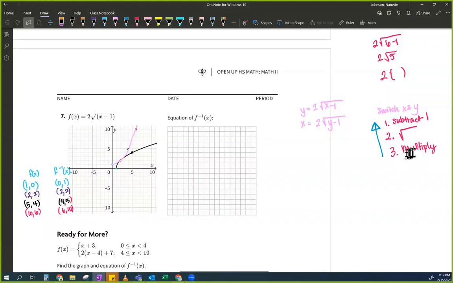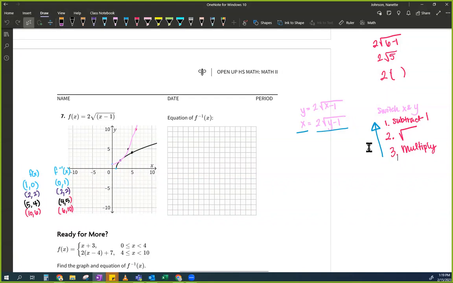So how do you undo multiplication? Yeah, you divide. Divide by what? What am I dividing by, guys? Here, look. Yeah, I'm dividing by 2.